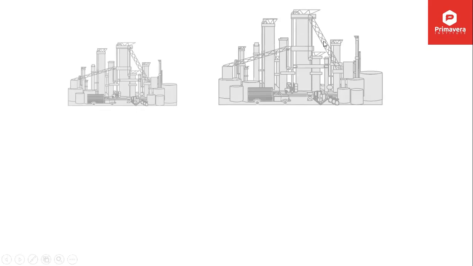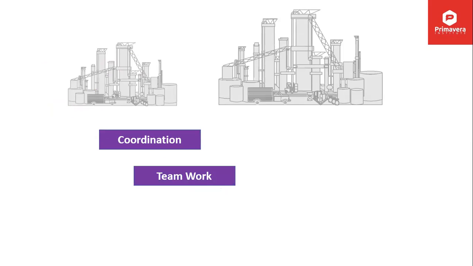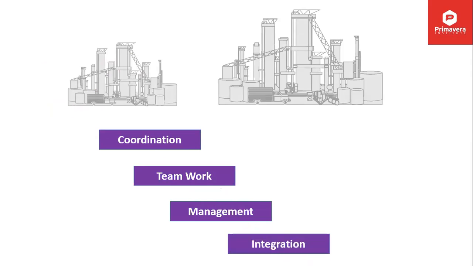You can see that your coordination is going to help you to avoid downtime. Your teamwork is going to help you avoid downtime, and your management, of course, and then the integration of each and everything. That's what we are going to learn in our Primavera 6 scheduling and planning for shutdown projects on Primavera 6. So all these things are very important.